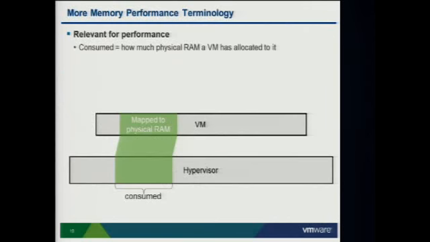So there's one more term that I want to define here before we answer that question. And that is the notion of consumed memory. So consumed memory is the amount of physical RAM a VM has allocated to it. That's the consumed amount. Entitlement is very similar to consumed in that entitlement is the amount of memory the VM can get. Consumed is what it actually is using, which may be greater than or maybe less than the entitlement. So when do we reclaim memory?